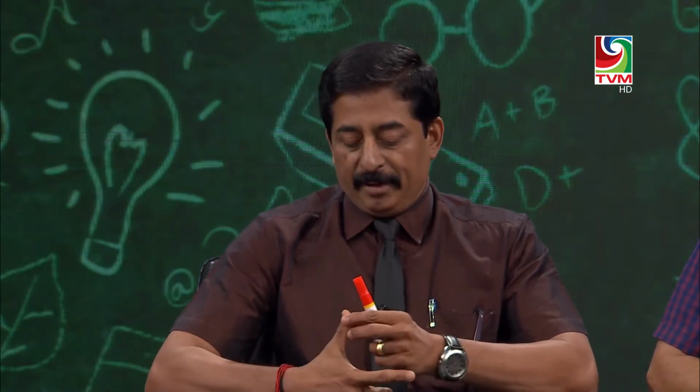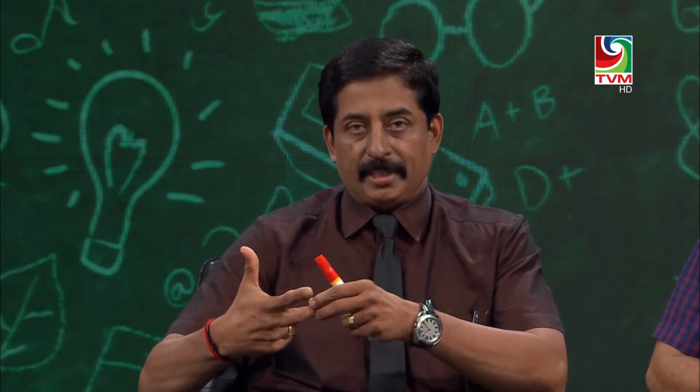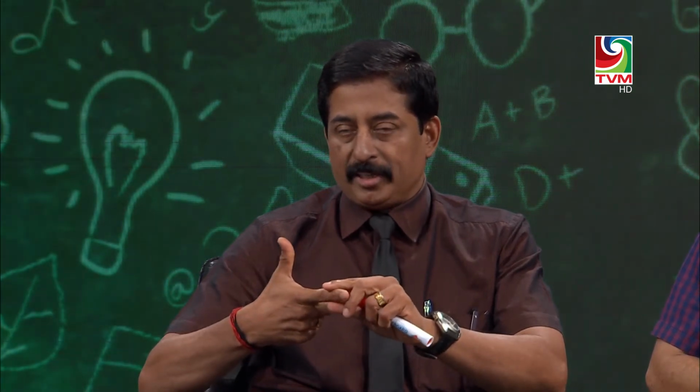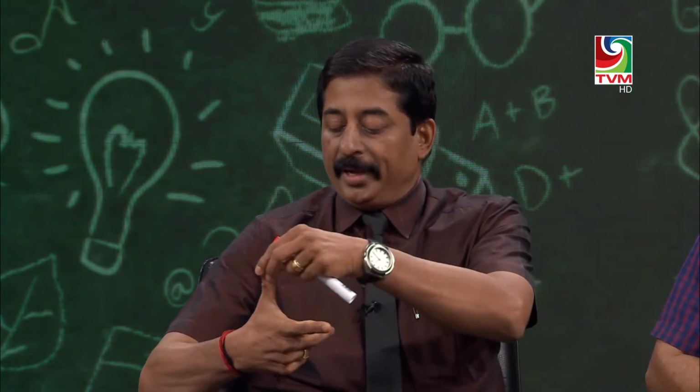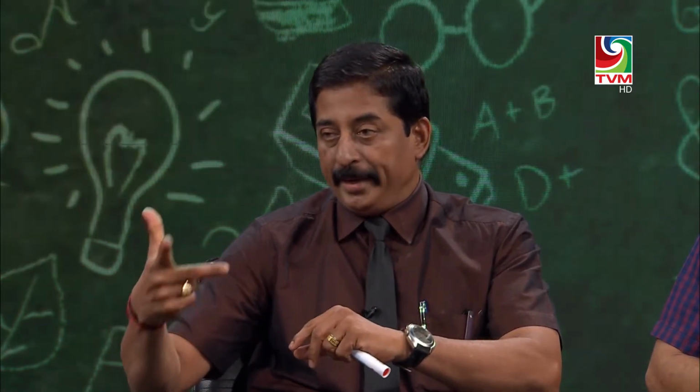The rule is, keep the thumb and the first two fingers of the right hand perpendicular to each other. If the first finger points in the direction of the magnetic field, and the thumb points in the direction of the force, then the second finger gives the direction of the induced current.